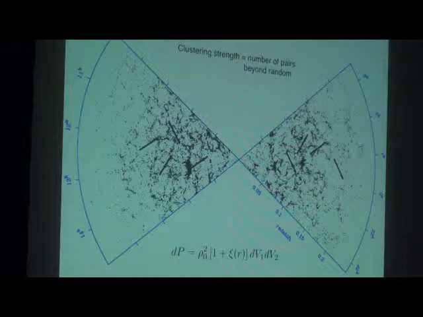This plot is actually a projection through the two-degree field galaxy redshift survey. It's basically a projection through a slice of that survey. So each one of these dots is the position of a galaxy. We've got the radial information from the redshift and projected them here. So the clustering strength is simply the number of pairs of galaxies that you have beyond random.